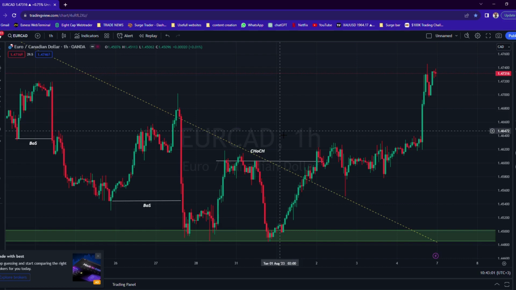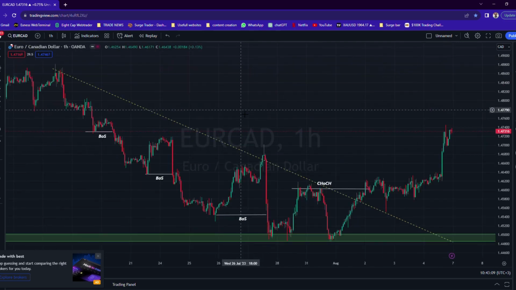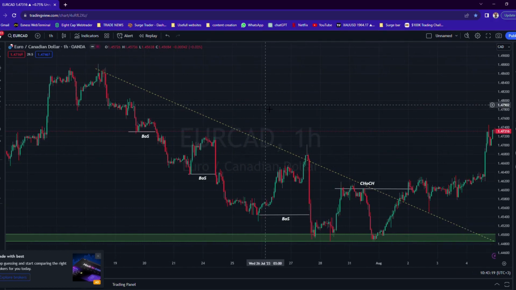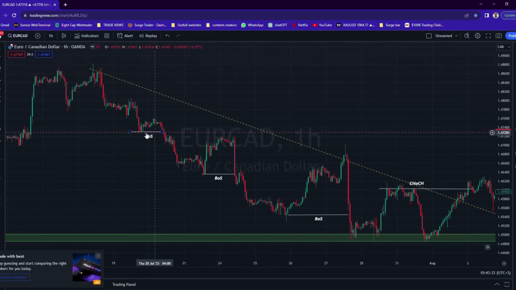So we are looking at Euro Canadian on the 1 hour chart, and let's look at the change of character right here. So what do you look for when you're following a concept like change of character? First thing, you have to see a move, like a trend, upward or downward, it doesn't matter. So you look for break of structures where the market breaks a previous support. Right here is a break of structure. Support was created and then it was broken, so this is a break of the structure.